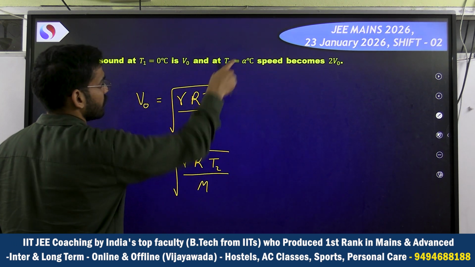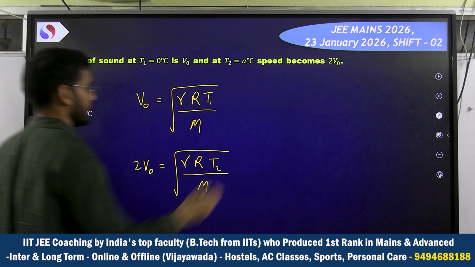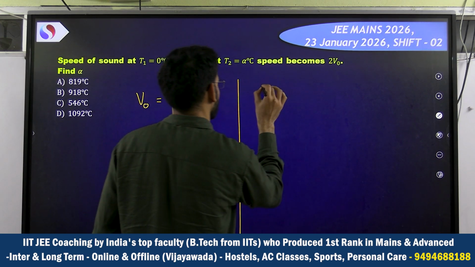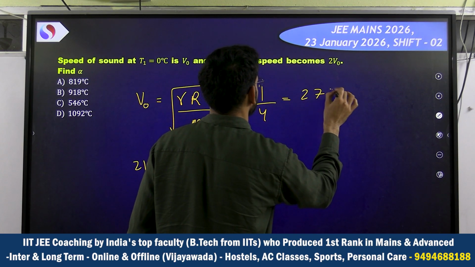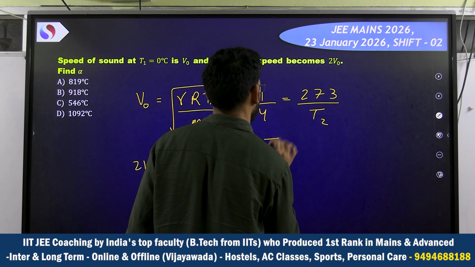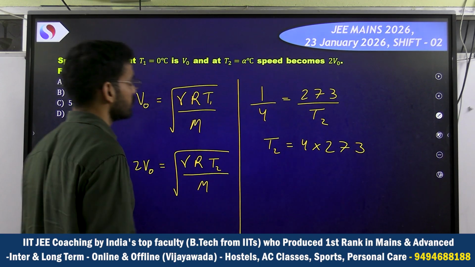Remember, this T2 I am not finding out yet. I have to convert it to degree centigrade. These are in Kelvin, right? If you divide, what will come? 1 by 2 squared, 1 by 4. T1 is how much? 273, divided by T2. T2 came how much? 4 into 273. But this you don't want. You want it in degree centigrade.